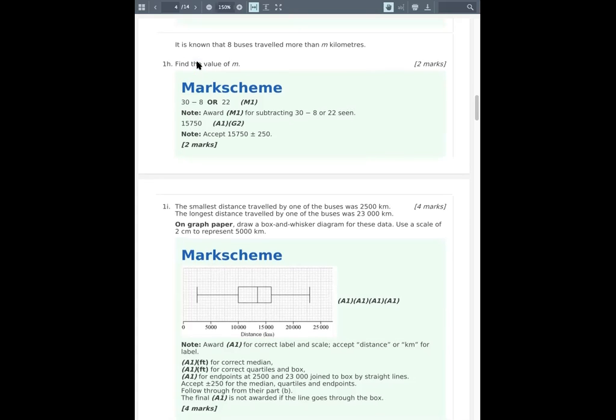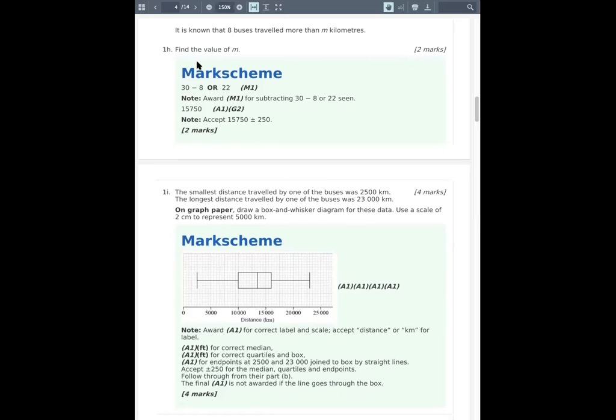Okay, so you know what information it gives: it is known that 8 buses traveled more than m kilometers. So it's saying 8 buses traveled more than, so you want to look at the extreme high. Because the cumulative frequency is of 30 buses, you want to subtract 8 from that and get 22. So the value you get for 22, like we got 15,750 kilometers, that value is what the 8 buses traveled more than. Because if you see on the curve, that would be right here, right?